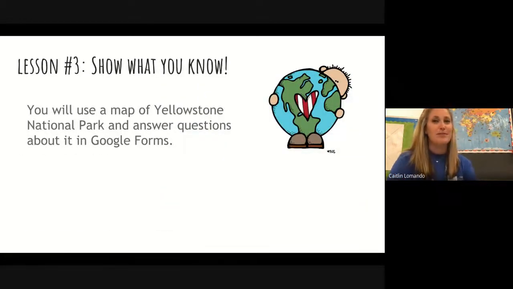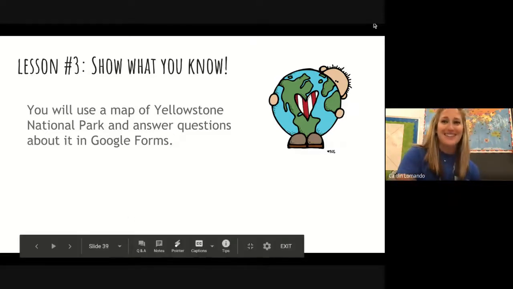Today, you're going to use a map of Yellowstone National Park and answer questions about it in Google Forms. Let's take a look at that now. I'm going to stop presenting for a second so I can show you the map. Oh my goodness, I didn't bring it up on my computer. No worries. It will be attached. Let's look at the Google form. So this is the Google form that you will have.